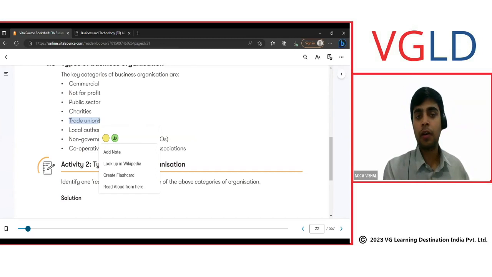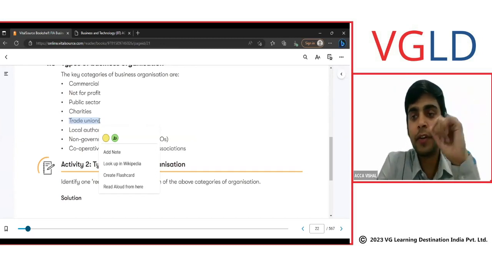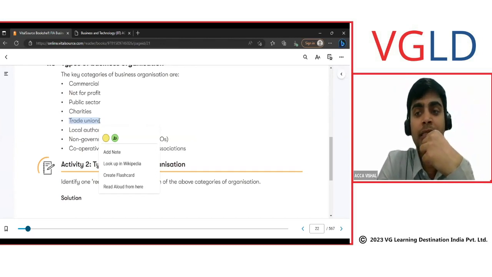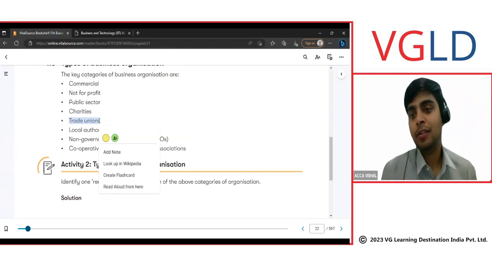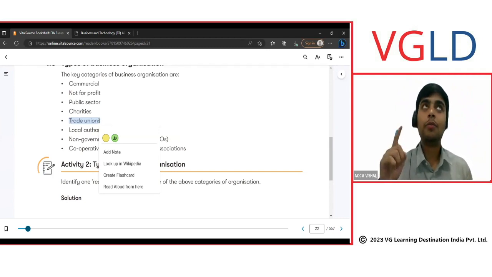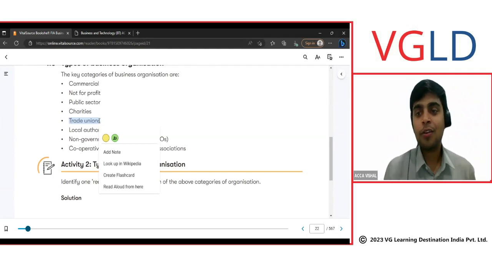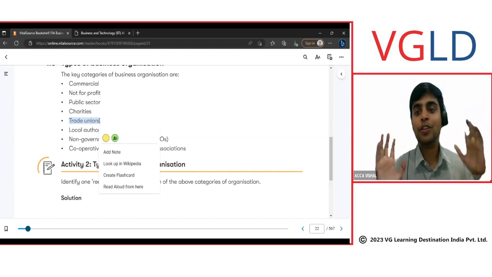I'll tell you about what is government sector. I'm just giving you a brief introduction about trade union. This is important. Please try to pay attention. So if the workers of the Ferrari unit, or let's say the workers of Tata Motors, say, okay, we are not going to work, we are going on strike.